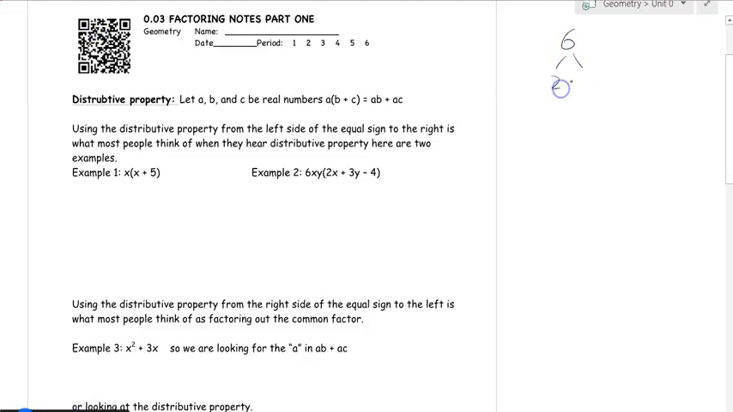Making a factor tree. Making prime factorization of something. 2 and 3 are both prime numbers, the smallest numbers that can multiply together to be 6. So that's part of factoring, is breaking something down into what multiplies together to be it. This comes, what we're looking at, from the distributive property.